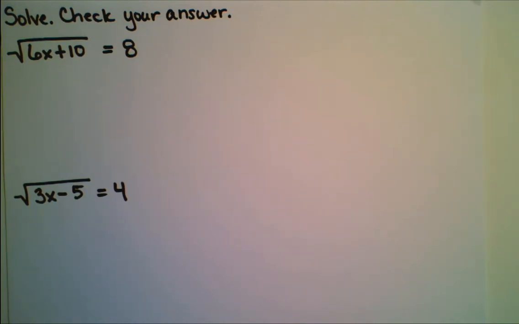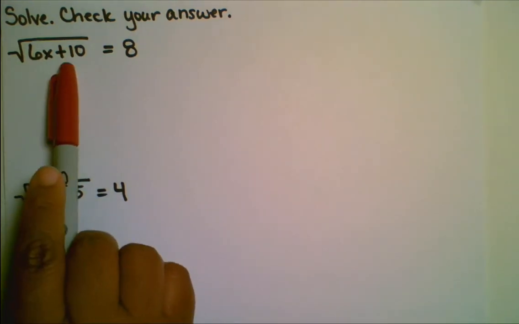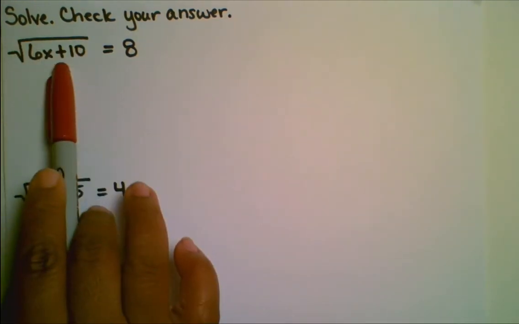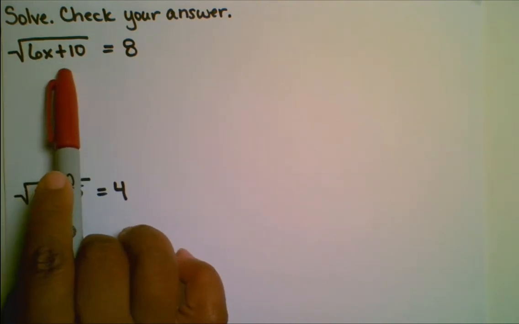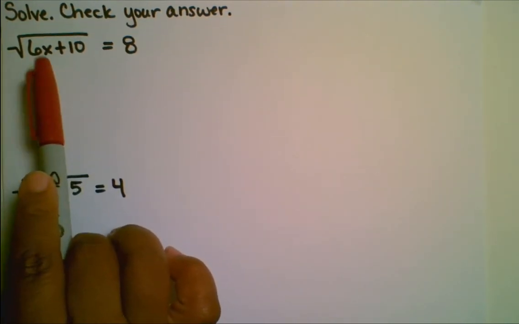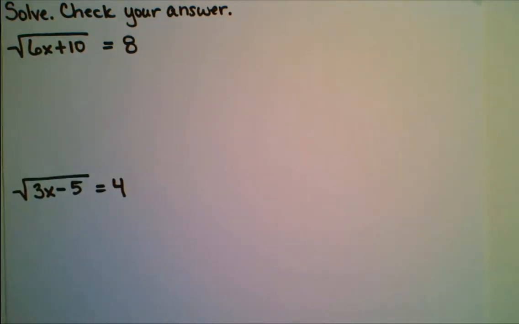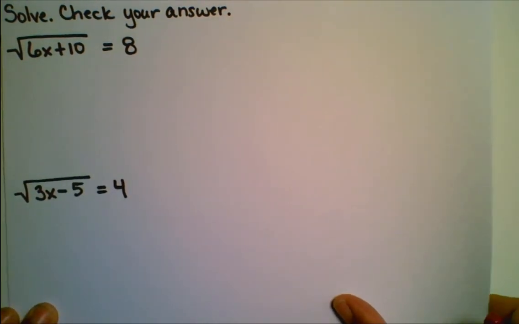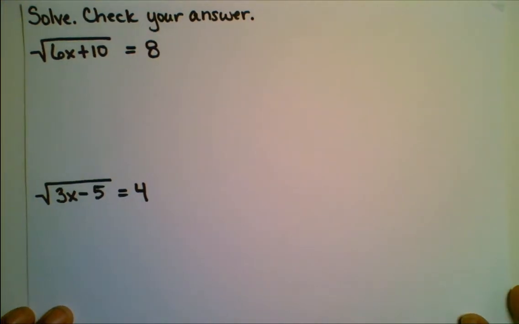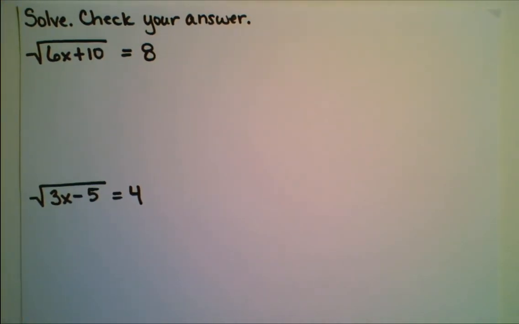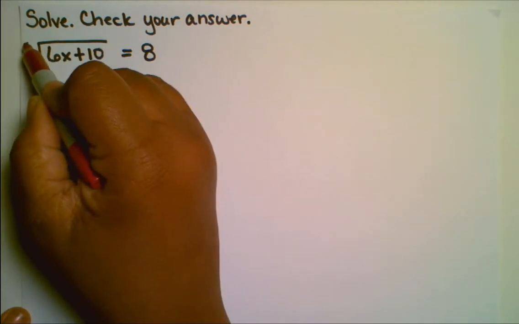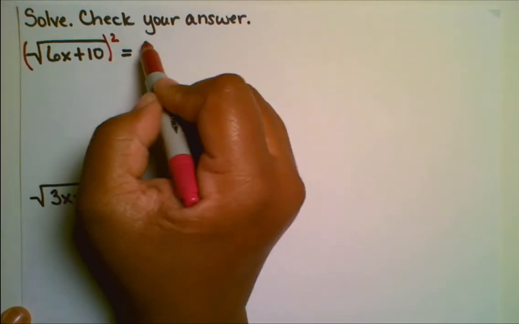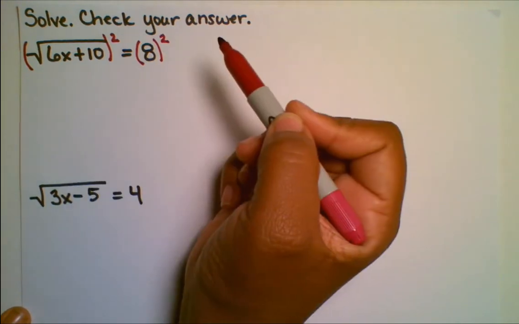So what we're going to do, number one, we have to make sure this square root is by itself on one side, and it is. That's what we want. We will be looking at some examples where the square root is not by itself on one side and what we must do. Next, we want to get rid of the square root by raising both sides of the equation by 2.